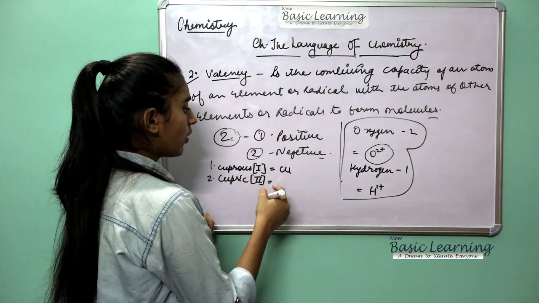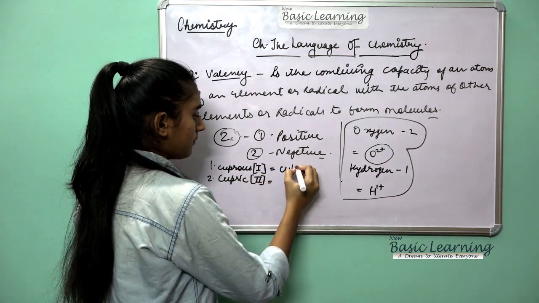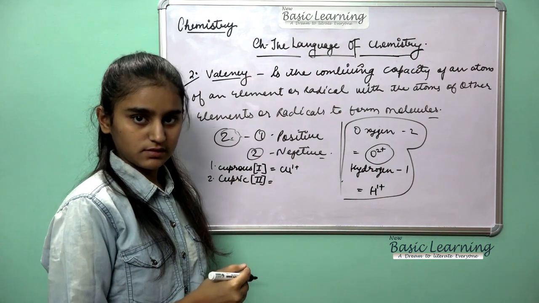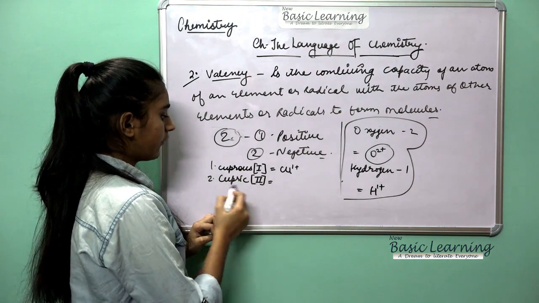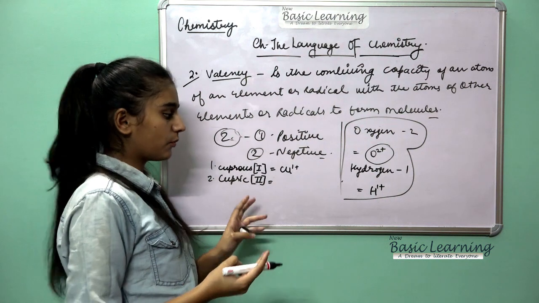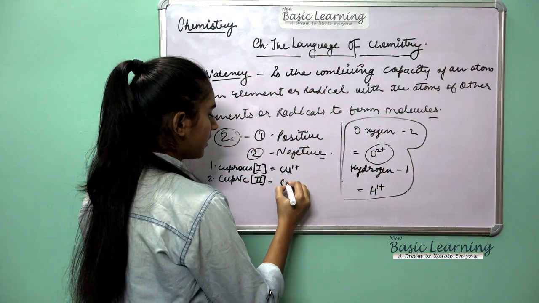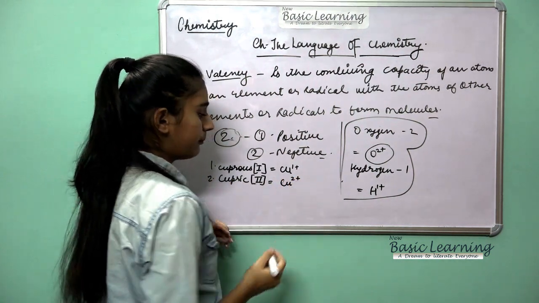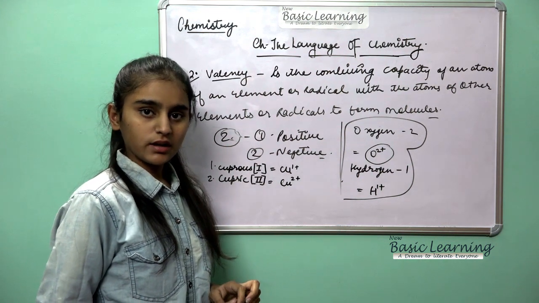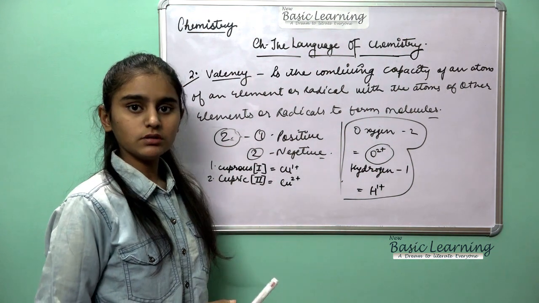Okay, the symbol is Cu only, 1 plus. And for cupric, the valency is 2, so it will be given as 2 plus. Okay, so I hope this is clear to you.